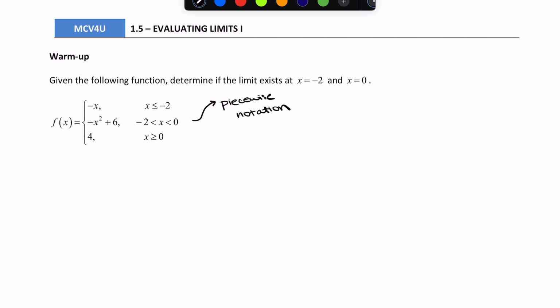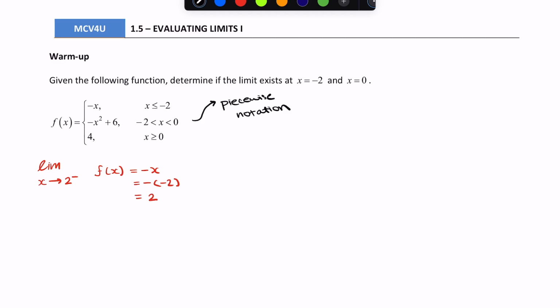So if we look at the limit as x approaches -2 from the left, that means we are subbing it into f of x is equal to -x. So we're subbing in -2, which is -(-2). That will give us a value of +2 here. So the limit as x approaches -2 from the left of the function f of x is equal to 2.